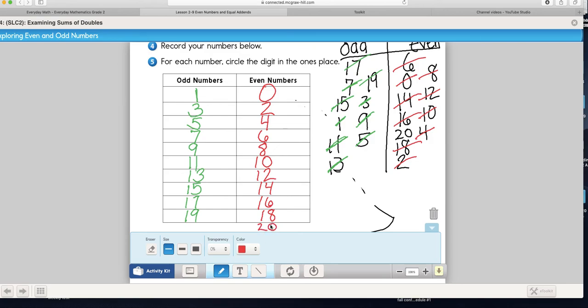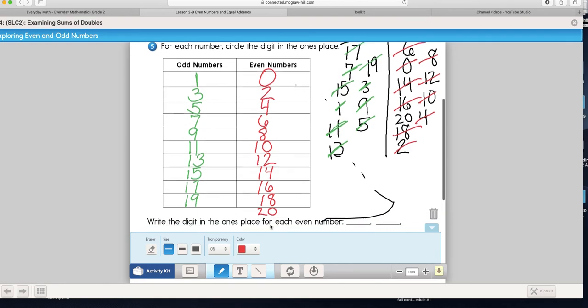Maybe because we started with a 0. Had we started with a 1 or a 2, then it probably would have been different. But we started with a 0. Okay. Now we have all of our odd numbers sorted from smallest to largest, and our even numbers sorted from smallest to largest.